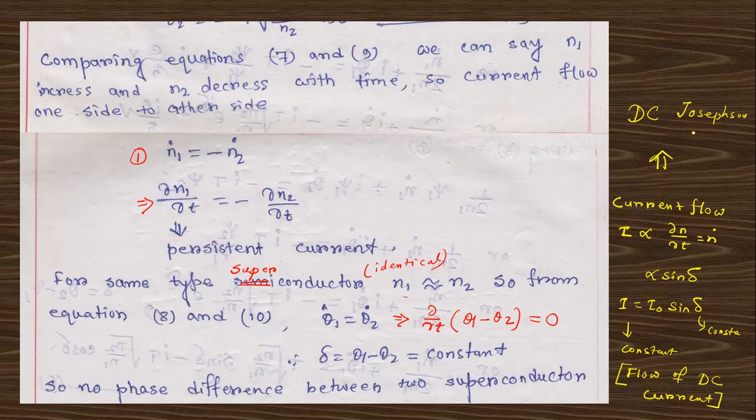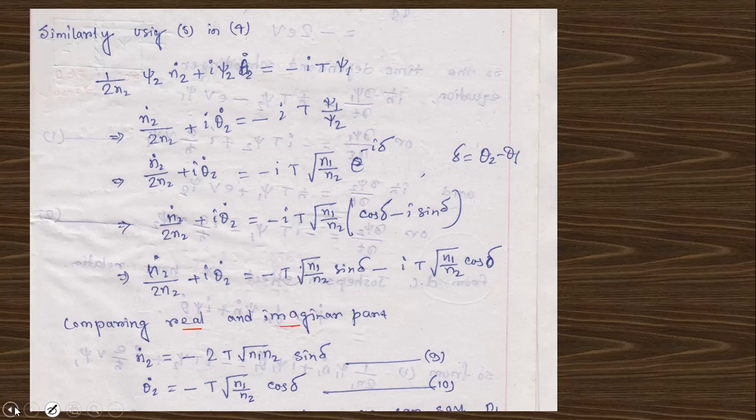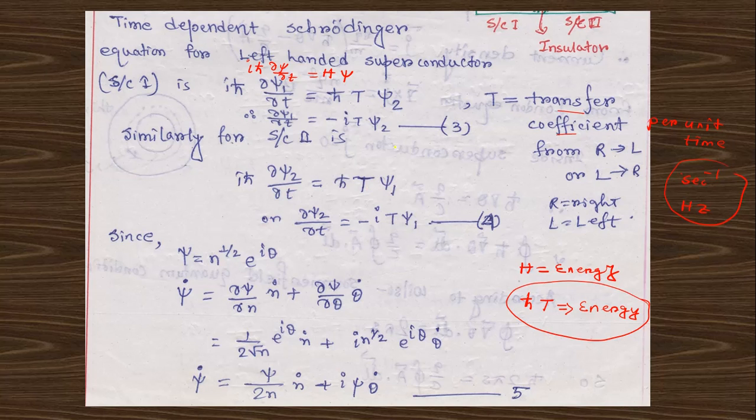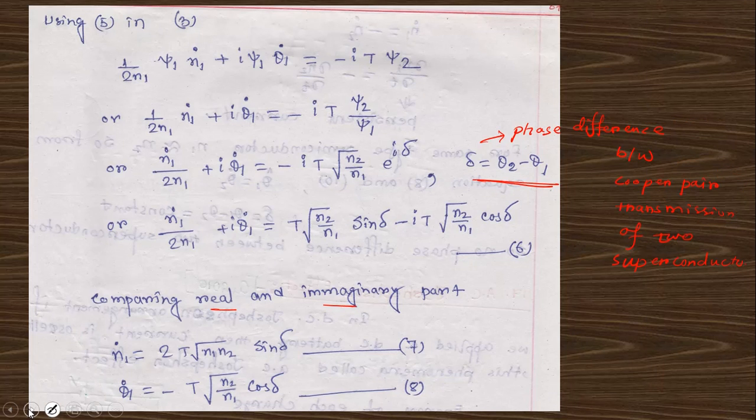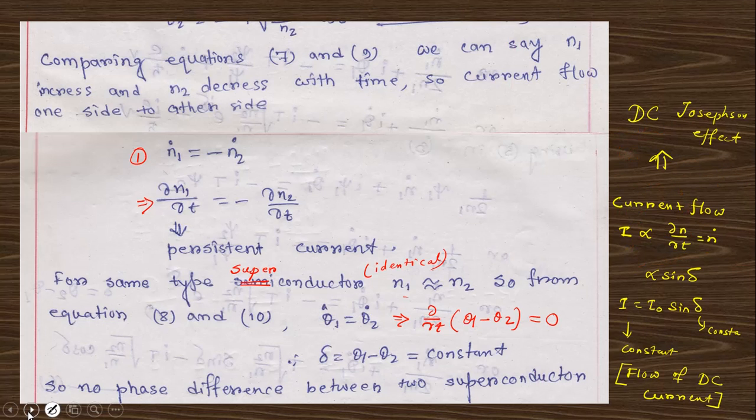This is called the DC Josephson effect, in which the current flow within the superconductor will be constant, since there is no external voltage source. We do not apply any voltage term in this equation. The voltage term will be 0 in this Schrodinger equation. Without any external voltage source there is a flow of DC current, direct current. That's why this is called the DC Josephson effect, and this current will be constant. By using this quantum mechanical wave function, we can prove this.